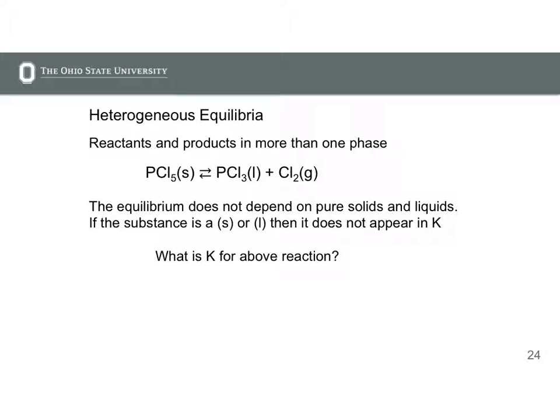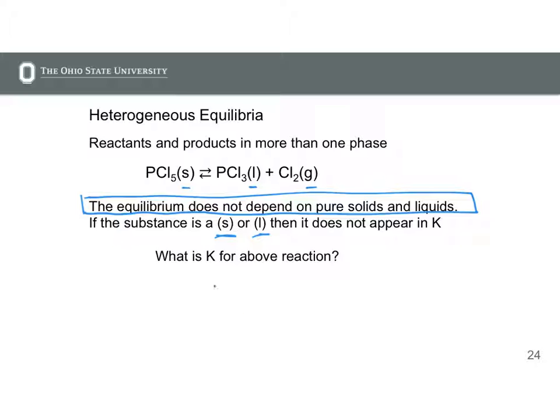All right, so I kept alluding to heterogeneous equilibria. This is when we have reactants and products in more than one phase. So here we have an example of PCl5 in the solid phase, in equilibrium with PCl3 in the liquid phase, and chlorine gas. Most important thing here is that the equilibrium does not depend on pure solids and liquids. So, if a substance is a solid or a liquid, it doesn't show up in K.